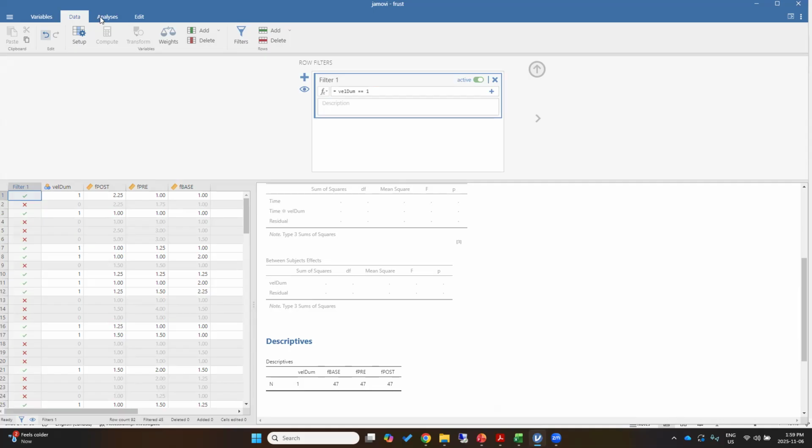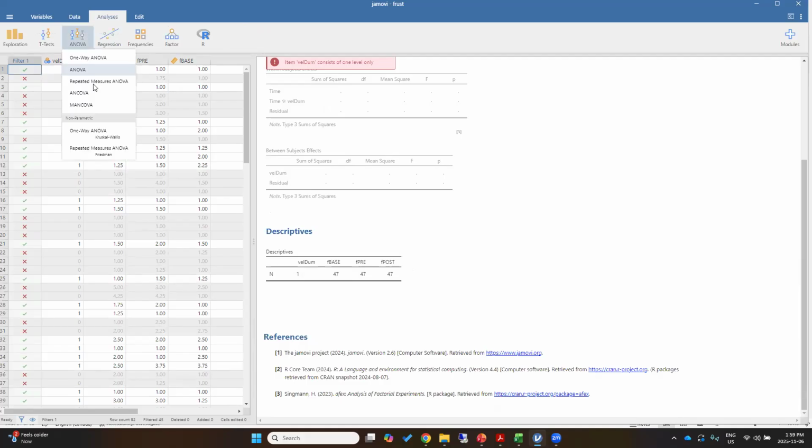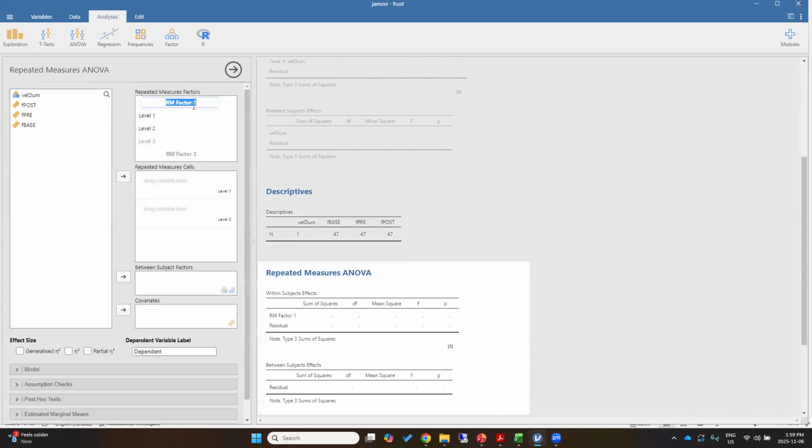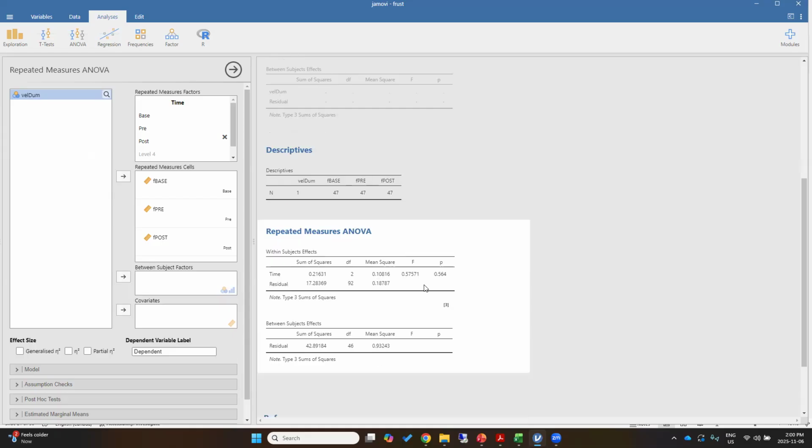So if I come back over here to analyses and I rerun my one-way ANOVA where my factor is time, I have baseline, pre, and post, and I move over those variables, baseline, pre, and post. I'm not splitting by velocity condition anymore. I'm not doing that because I'm only looking at one velocity condition. I'm only looking at the control condition. And I come here and I can see it says, okay, this F is 0.58 and it's not significant.